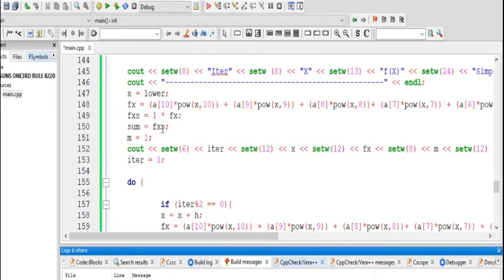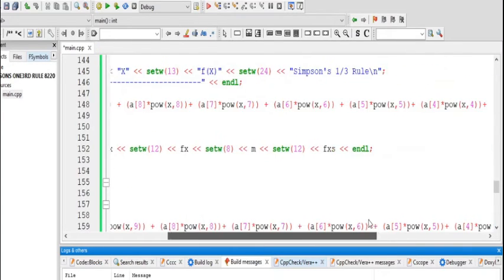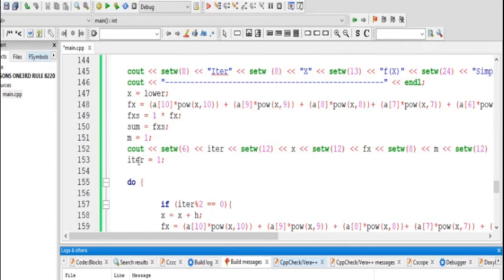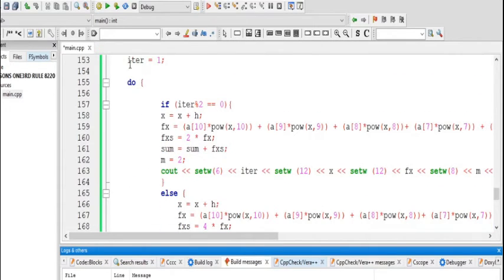Sum is equal to f of xs. The multiplier m is equal to 1, and we will print out also set w and the values of iteration, x, f of x, m, and the f of x Simpson's f of x. Iteration is equal to 1, then we will start the iteration.